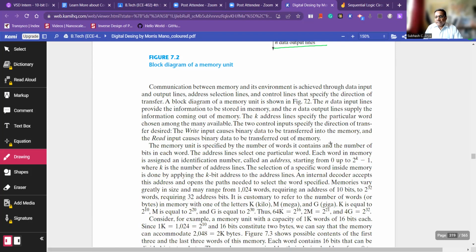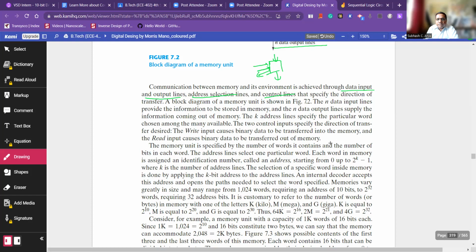Communication between memory and its environment is achieved through data input and output lines, address selection lines, and control lines that specify the direction of transfer. So the control lines here are read and write. Reading is outward, writing is inward.